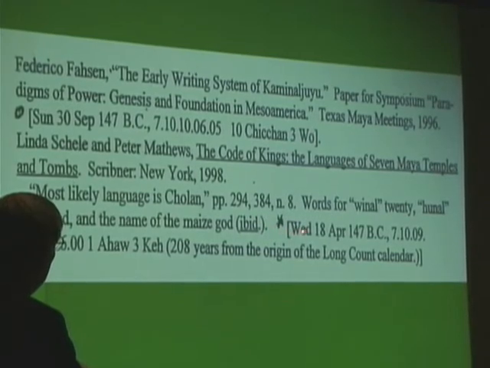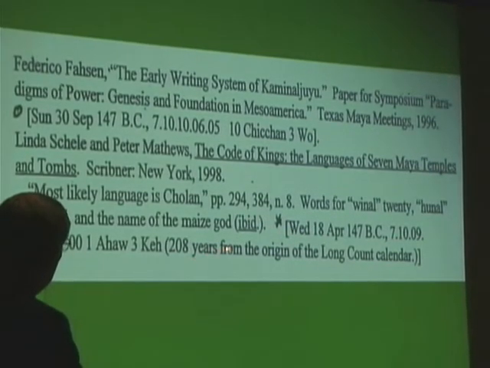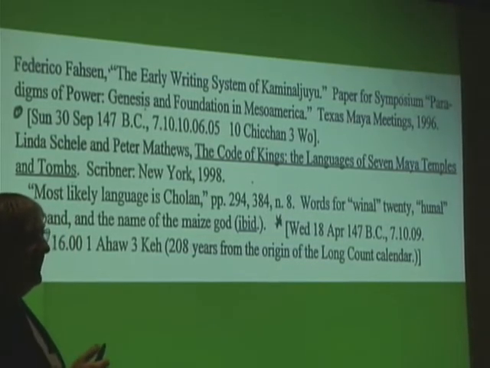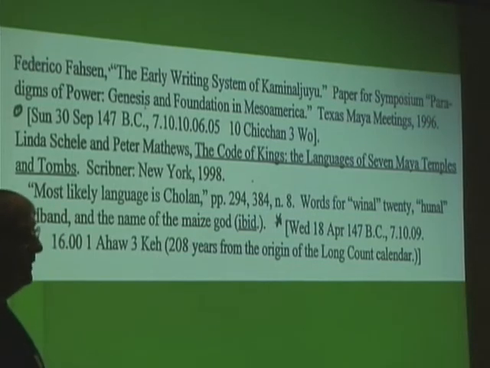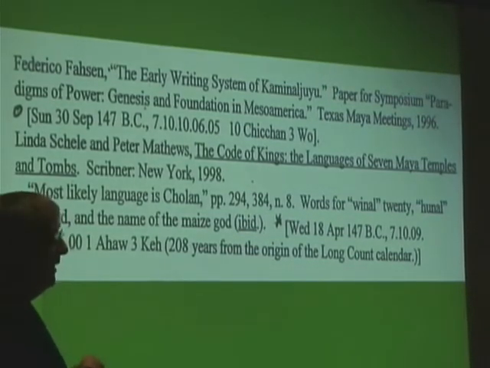Now, this date here is the date of the new fire ceremony in which the first king is killed by fire. That would be Wednesday, the 18th of April, 147 BC. And interestingly enough, it's exactly 208 years from the origin of the famous Long Count calendar, which was in 355 BC. So these people know about that Long Count calendar. And the ceremony of the new fire starts every 52 years. So this means that you're dealing with four calendar rounds from the origin of the Long Count calendar to the year this king was put to death by fire.